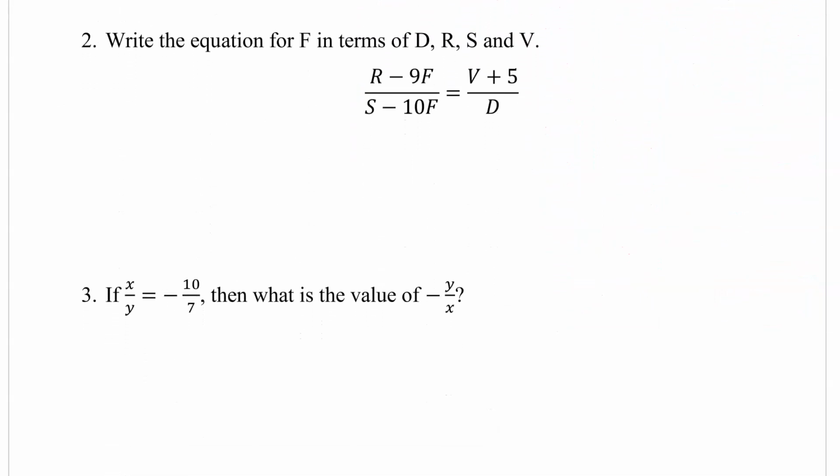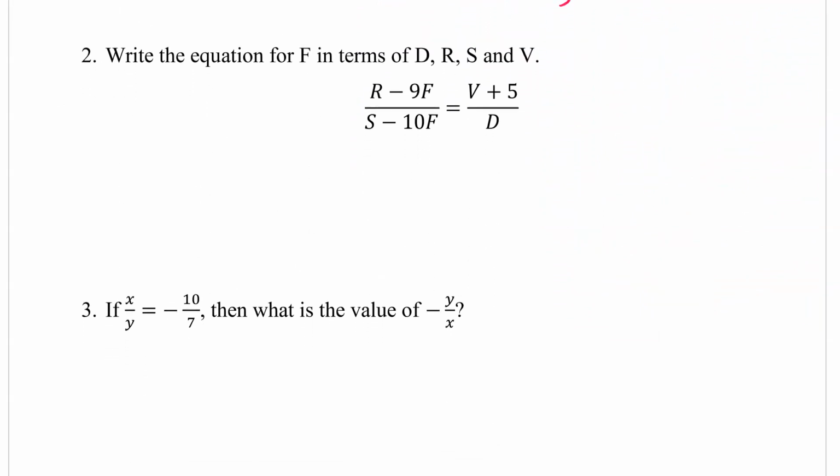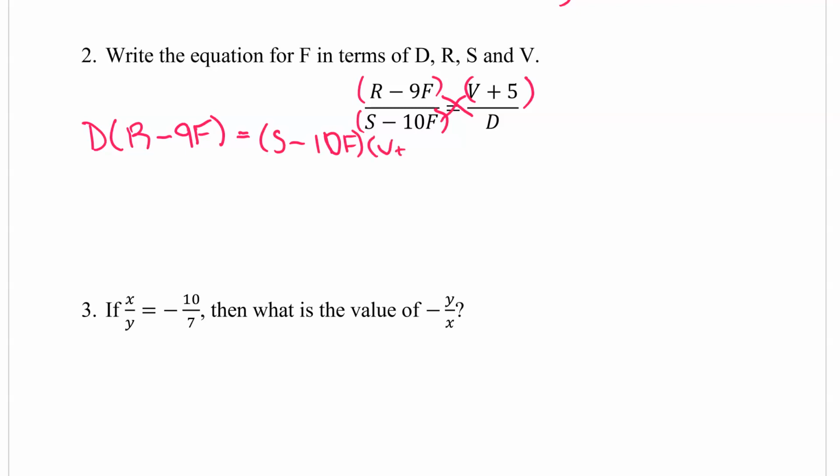Solving literal equations for a variable, something that students normally struggle with. You'll notice that this is a proportion. So here we've got a cross multiply situation. Throw some parentheses on there, just so you remember that you have to multiply times both variables. So if we cross multiply, we've got d times r minus 9f equals s minus 10f times v plus 5.